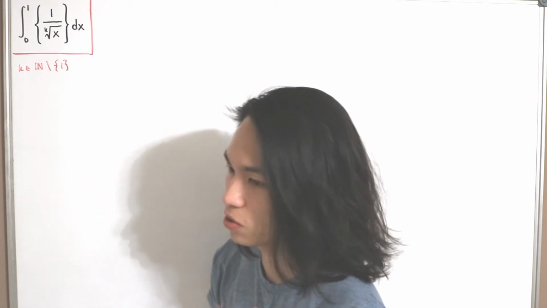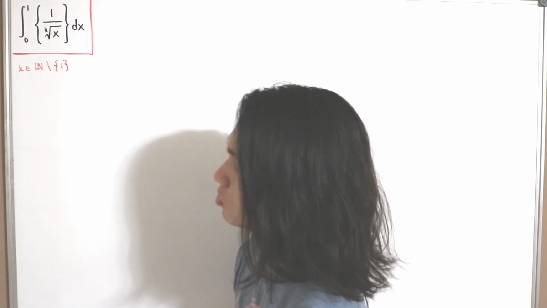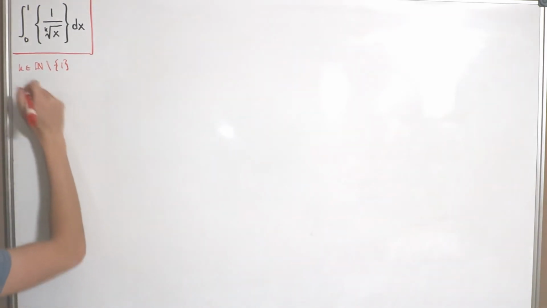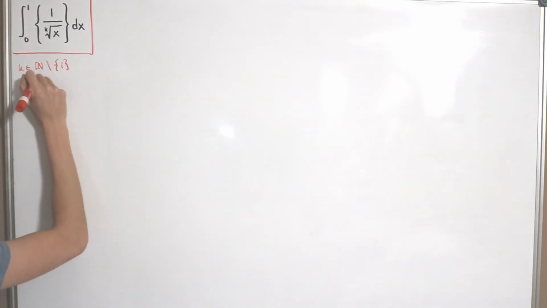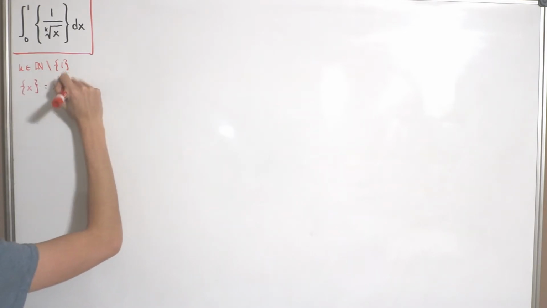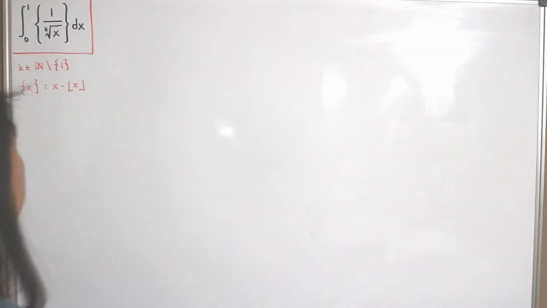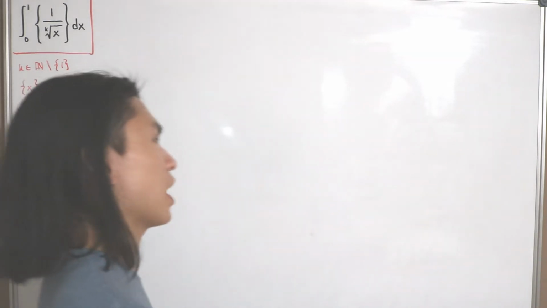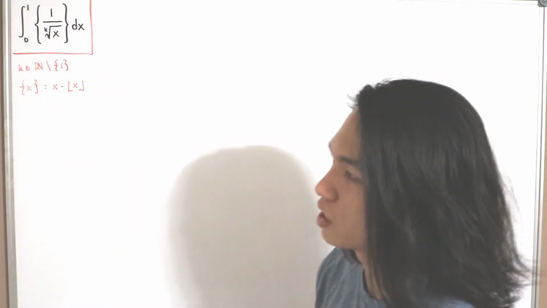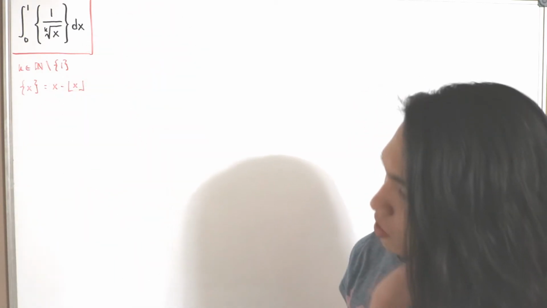In case you're new to this channel and have never seen a fractional part, I've used this several times before. Fractionals are usually defined as follows: the fractional part of x is equal to x minus the floor of x, where the floor of x is the greatest integer less than or equal to x. With these definitions, we can rewrite, calculate and simplify our given integral.